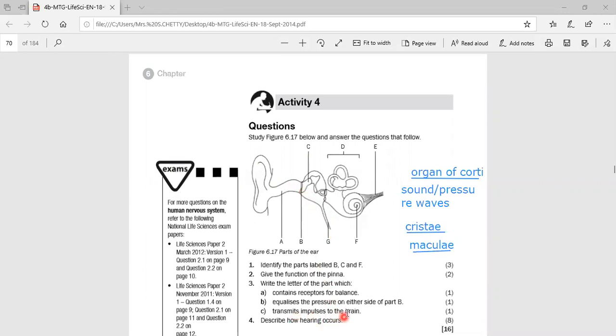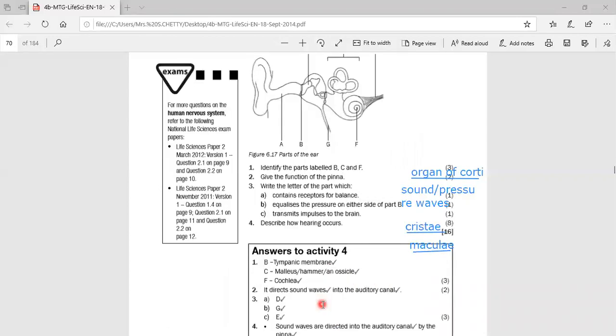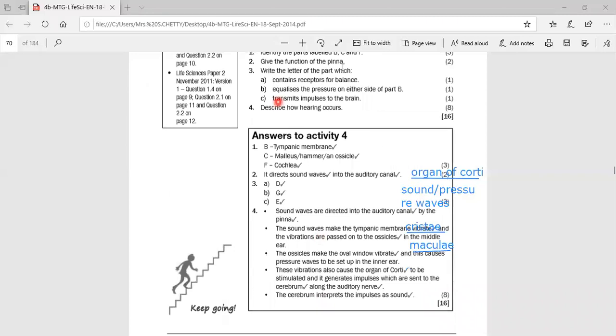Which one transmits impulses to the brain? Of course, it is E, E being your auditory nerve. Describe how hearing occurs. Just like how I told you, you must know the balance and equilibrium. Of course, you must know hearing, and we said PAT has OCAR, something like that, as our mnemonic. So let's see how they put it down, and we'll go through it in the answer here. Let me just erase off our receptors, organ of Corti, cristae, and maculae.